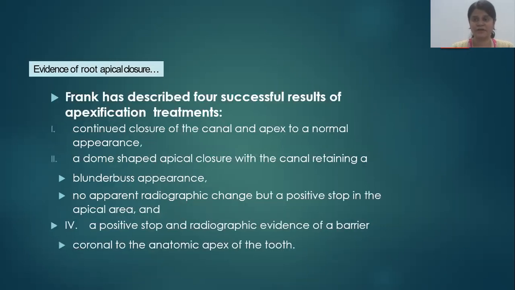So how do you confirm the evidence of root apical closure? Frank has described four successful points where you can confirm the root end formation or root end apical closure. First, continued closure of the canal and apex to a normal appearance. Second, a dome-shaped apical closure with the canal retaining its blood vessel appearance with no apparent radiographic change but a positive stop in the apical area. Third, a positive stop with radiographic evidence of that. Or finally, coronal to the anatomic apex of the tooth.